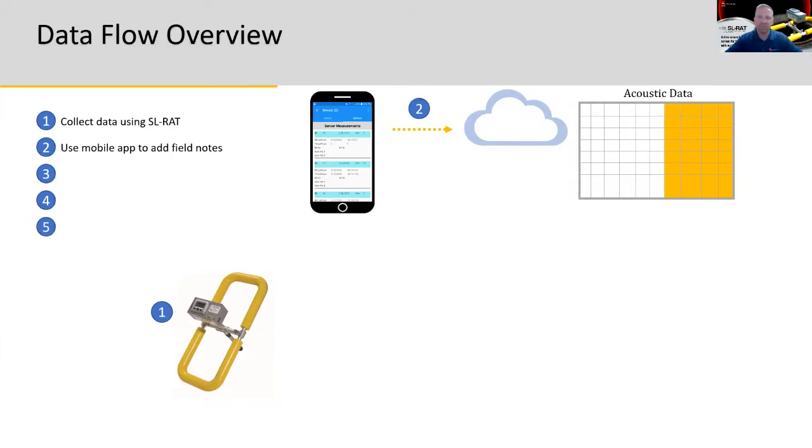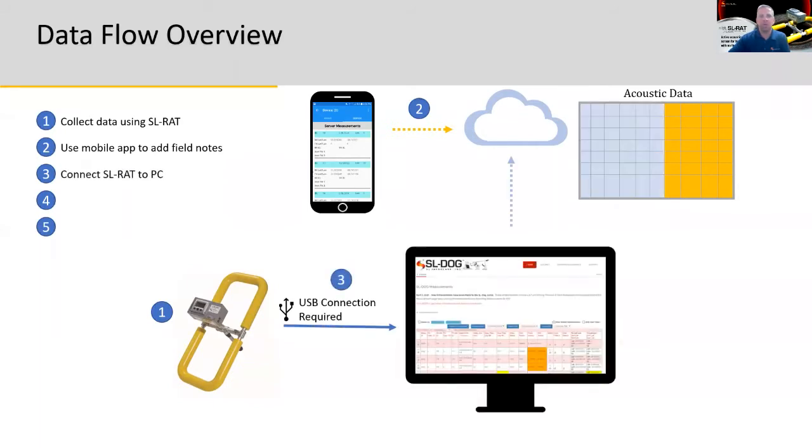The data collected with the mobile app is stored in the cloud, and it waits there for the data download from your SLRAT. The cloud-based infrastructure will marry this mobile app data with your SLRAT data when you complete step 3, which is to connect the SLRAT to a computer using the supplied USB cable and upload the field acoustic measurement scores to the SLDog web portal. The mobile app data and the SLRAT data are merged using the measurement ID number.